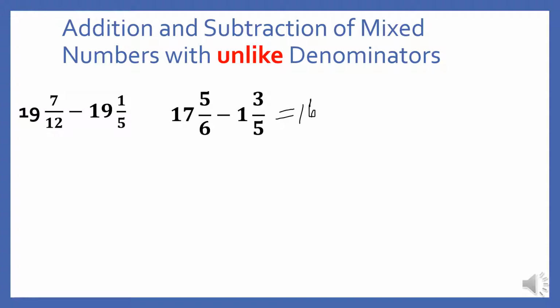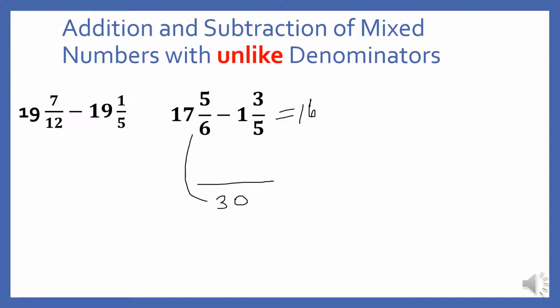Okay? And what's the LCM of 6 and 5? Could 6 go into 5? Nope. Could 5 go into 6 without a remainder? Nope. So we are going to multiply. Okay? 6 fives are 30. 30 is going to be my LCM. If you're not sure of this method, again, you can go to your working column and work out the LCM of 6 and 5.